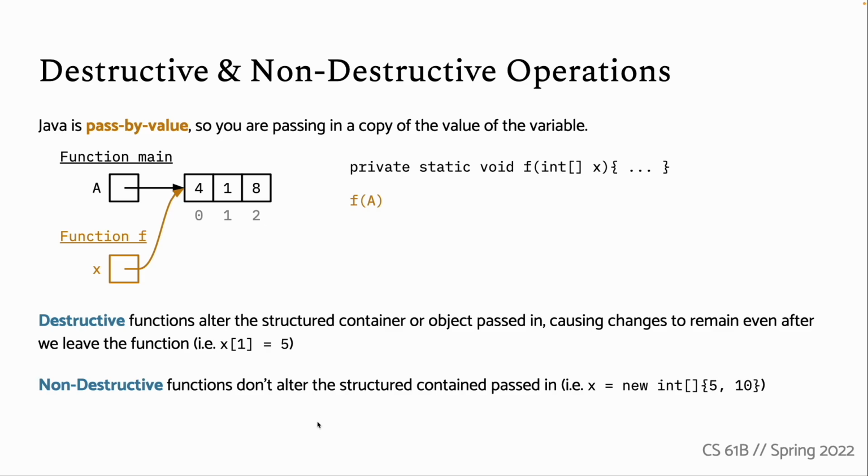On the other hand, non-destructive functions don't alter any of the structured containers passed in. They are completely allowed to mess with any of the variables, the simple containers that are created within the function, or any structured containers created within the function. They just can't permanently modify any of the structured containers that are passed in. This is a very important distinction. I will say that on tests, it's super common for it to come up where they'll be like, write this function in a destructive way, now write this function in a non-destructive way. So make sure you're clear on the difference and what that means.